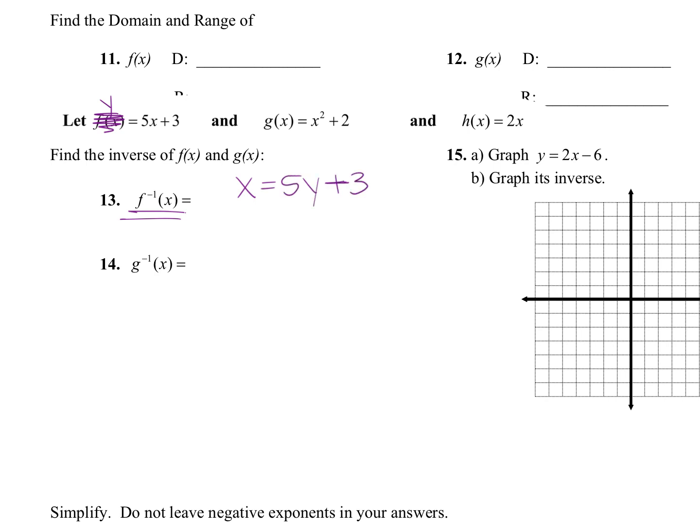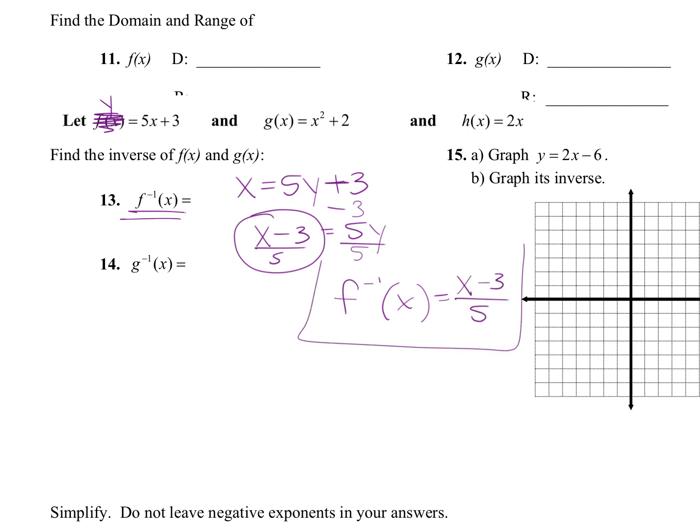And a lot of you did that on your quiz, but then you stopped. What do you have to do from here? You need to isolate what? Right, solve for y, okay? So you're going to take away 3. So this is x minus 3 equals 5y. And then you're going to divide by 5. So f inverse of x is, I'm going to just write it here, is this, x minus 3 over 5.